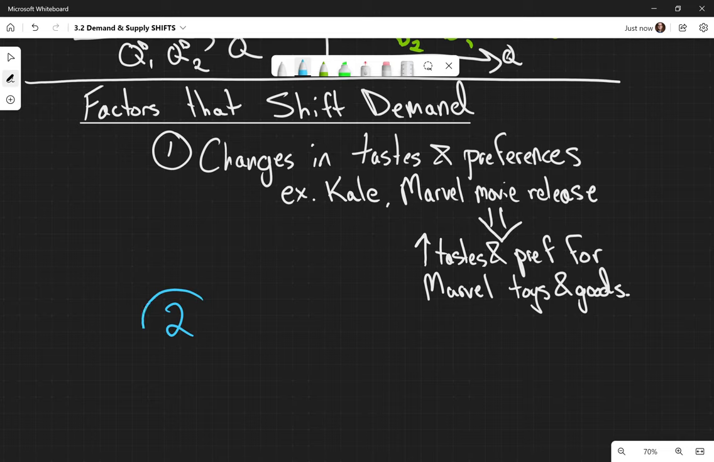So our second one is the income of the consumers. So, for instance, now this one, before we get into examples, we have to differentiate the fact that this is going to impact two different types of goods differently. So let's first talk about normal goods. They are just that, normal.